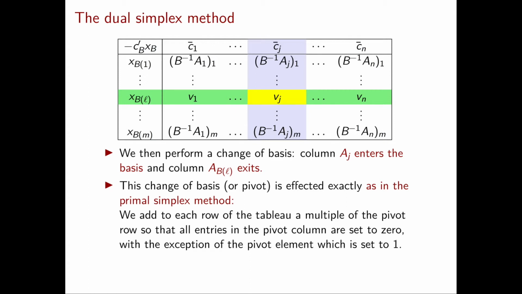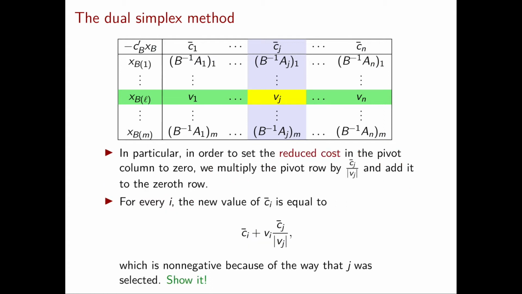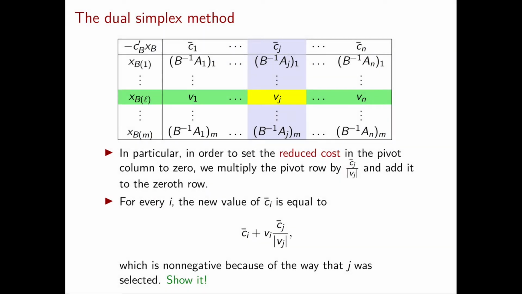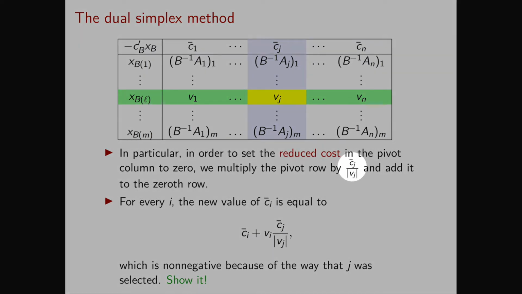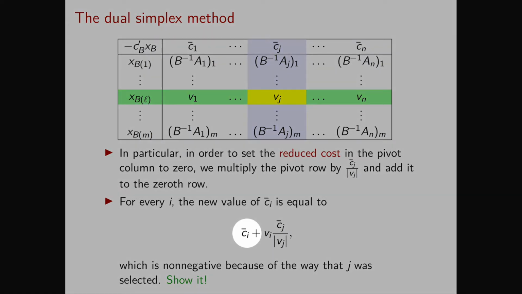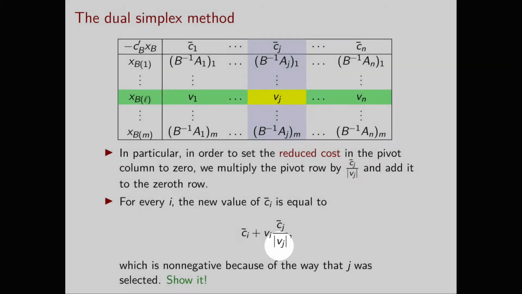We add to every row of the tableau a multiple of the pivot row so that all entries in the pivot column become 0 except for the pivot element, which is set to 1. In particular, also the reduced cost C bar j has to become 0. This means that we multiply the pivot row by C bar j divided by the absolute value of Vj, and we add it to the 0th row. If we look at the reduced costs, the new reduced cost of the variable xi will be C bar i plus Vi times C bar j divided by the absolute value of Vj.